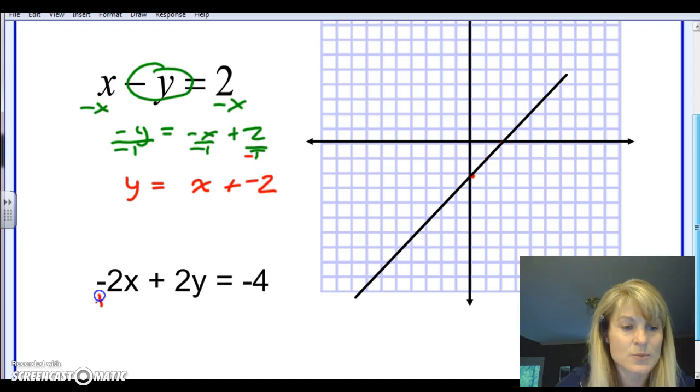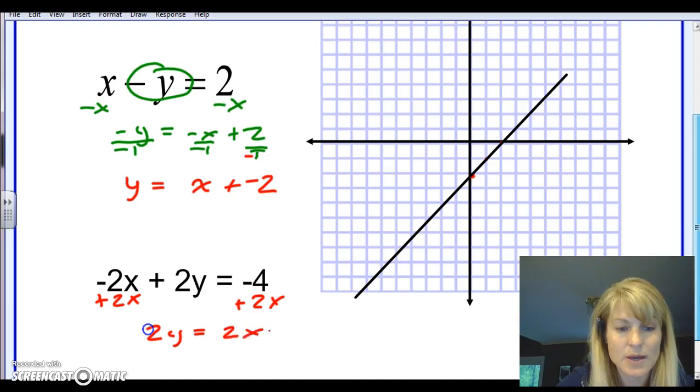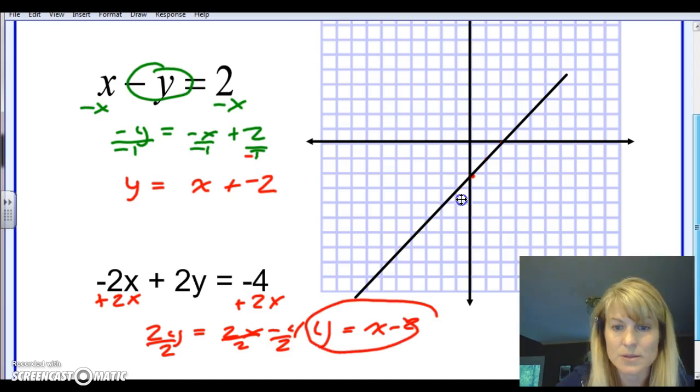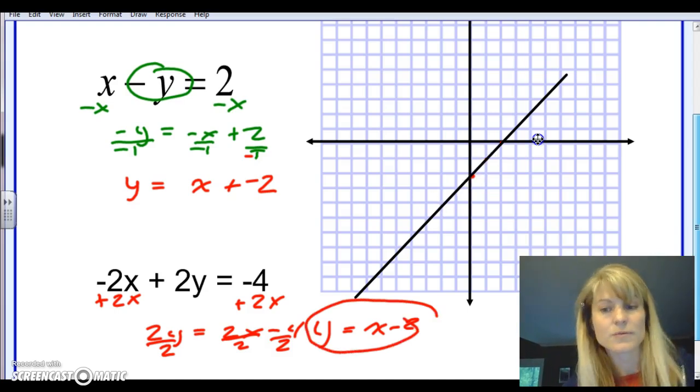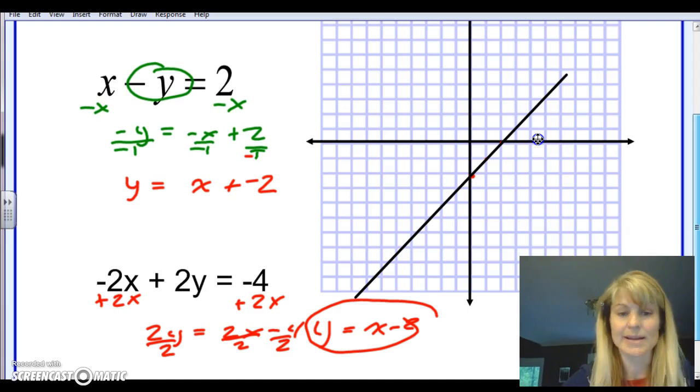So now we got to get this one in slope-intercept form, so we'll add the 2x over, and I get 2y equals 2x minus 4, and then we divide by 2. And then we have y equals x minus 2. Y-intercept of -2, rise 1, run 1. Oh, you should find that those are the exact same line.